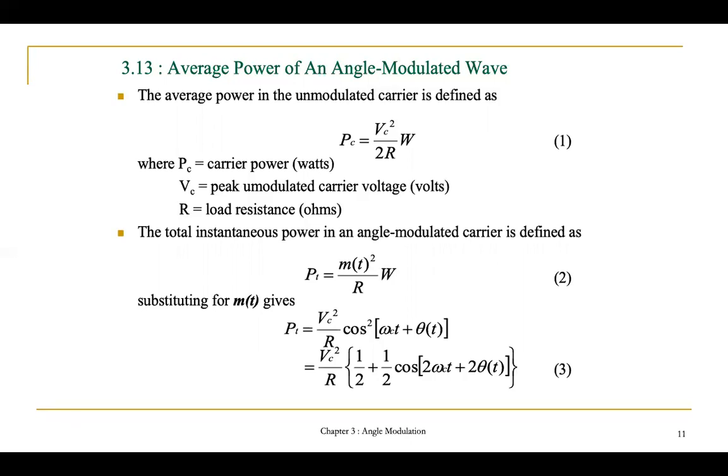In order to calculate the total instantaneous power in an angle modulated carrier, P total, PT, equals the modulated signal squared divided by R. So m(t) is the modulated signal. By substituting m(t), you will get this equation: PT equals VC squared over R times cos squared of omega C t plus theta t. And from this equation, you will get equation 3.